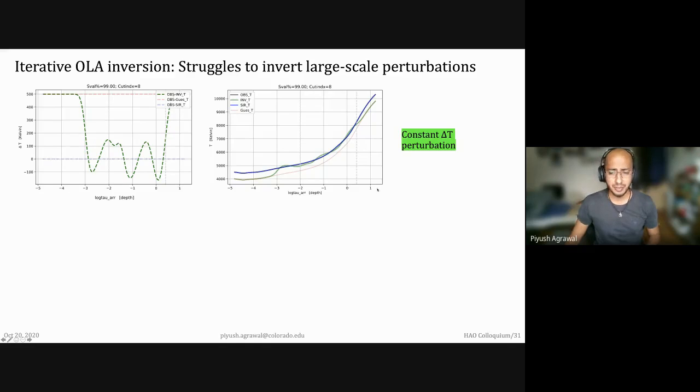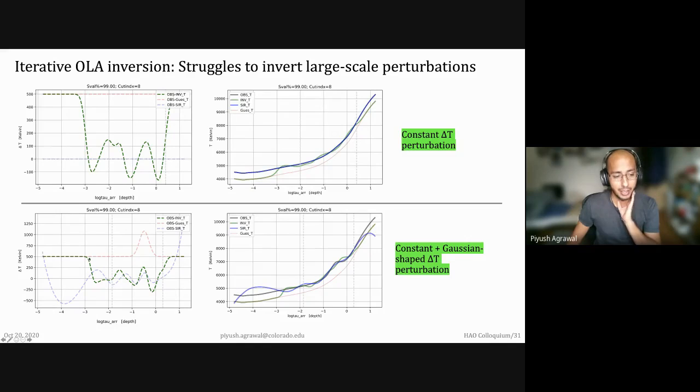On top of that, you have another case. If I talk about another case, you have a constant 500 Kelvin perturbation, but on top of that, I'm also putting another Gaussian perturbation. In that case, both SIR and OLA struggle to invert for the real atmosphere. Okay, so we did figure out why exactly that was happening, why large-scale perturbations were harder, and we can talk about that if someone is interested in why that is the case.